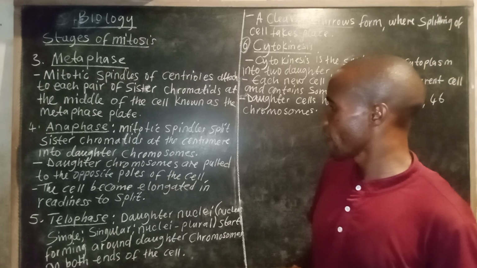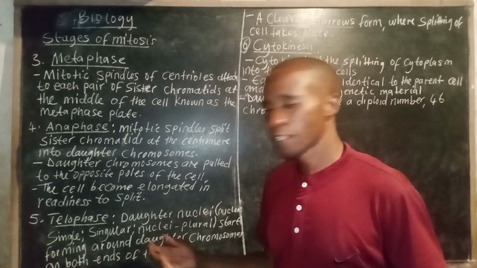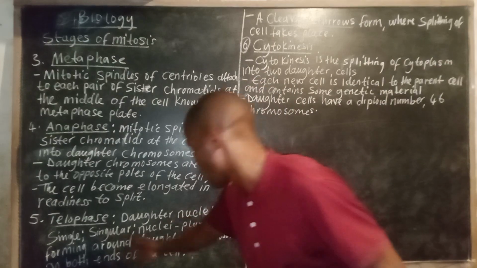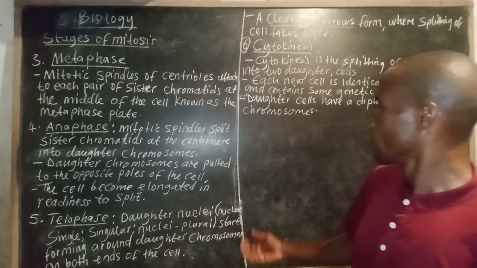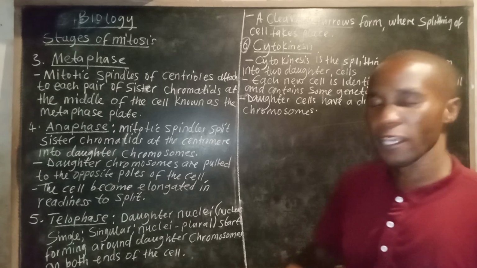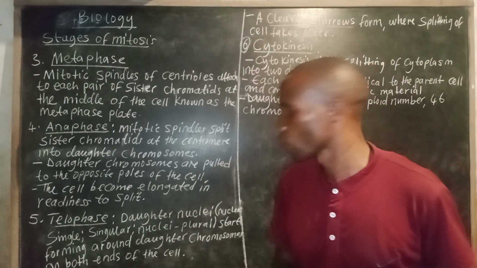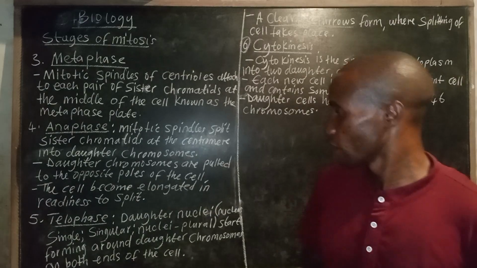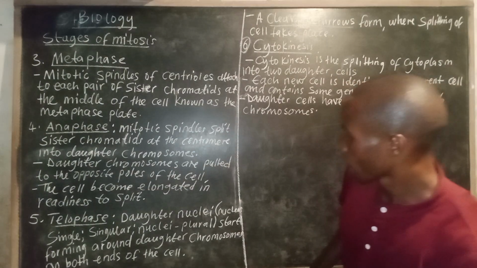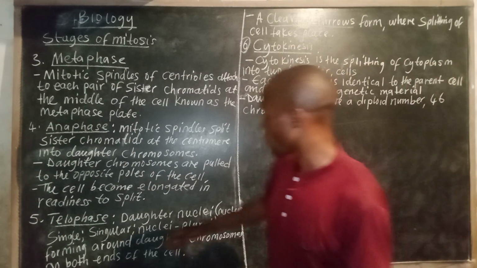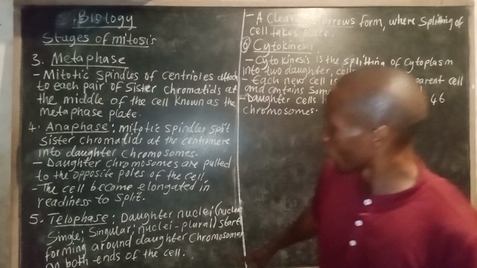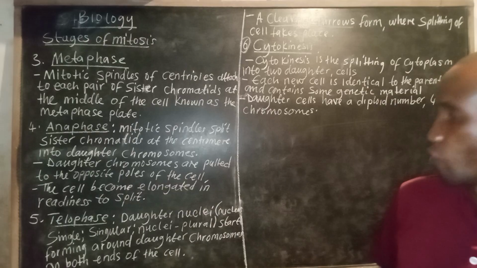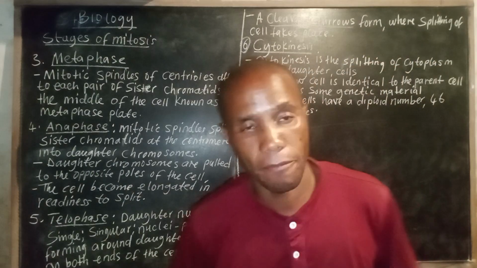Then stage number 5, telophase. This is where daughter nuclei, that is nucleus in singular, nuclei plural, start forming around what? Daughter chromosomes on both ends of the cell. So the daughter nuclei start to form on both ends of the cell at the telophase stage. Okay, that is number 5.